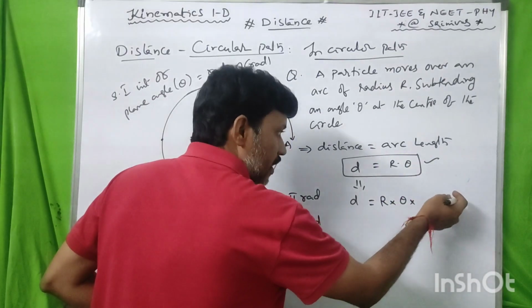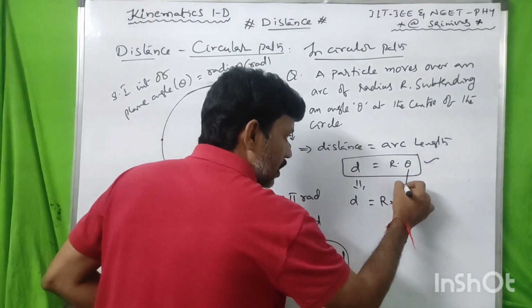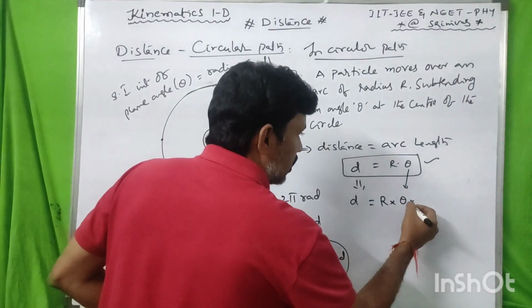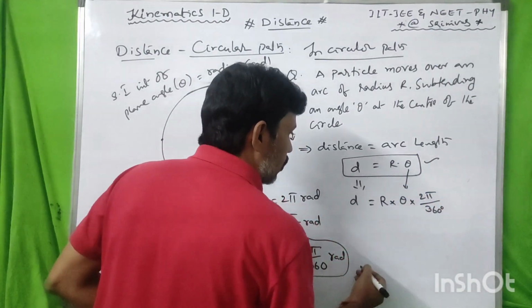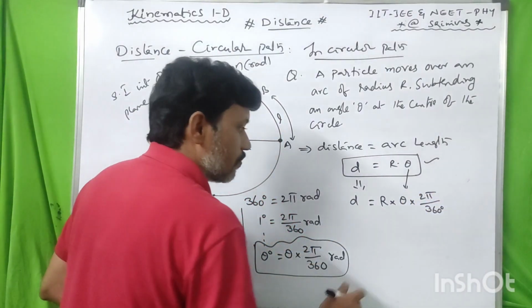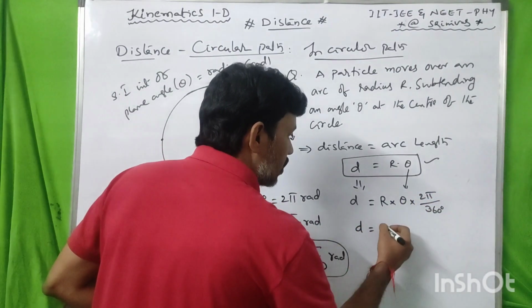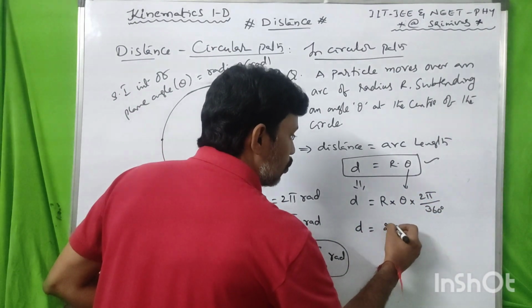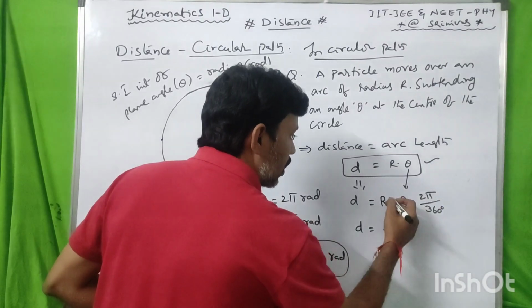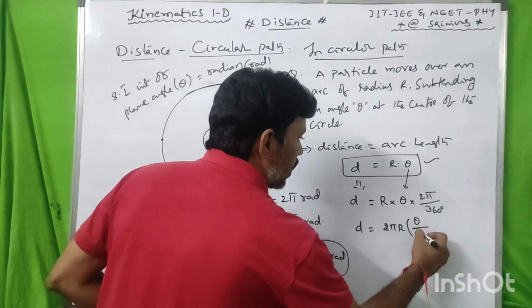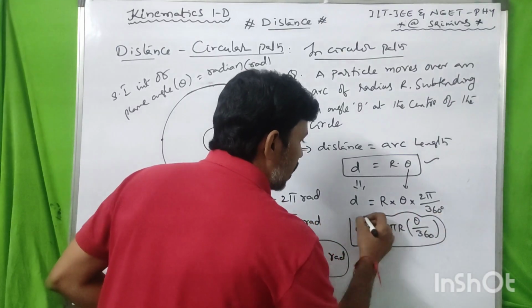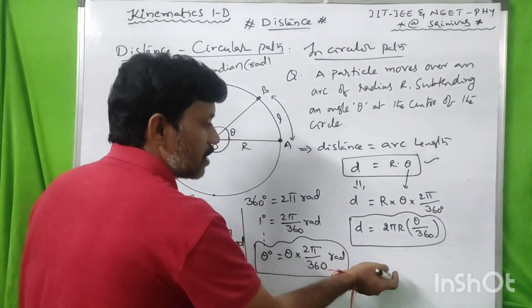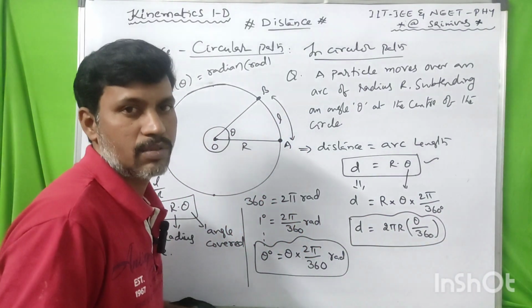Theta should be taken in radians, so that's why it can be written like this. Theta into 2 pi by 360. Now it can be converted into radians. Now d is equal to, it can be written simply as 2 pi r into theta by 360 degrees. So the total answer is in meters, because the SI unit of distance is meters.